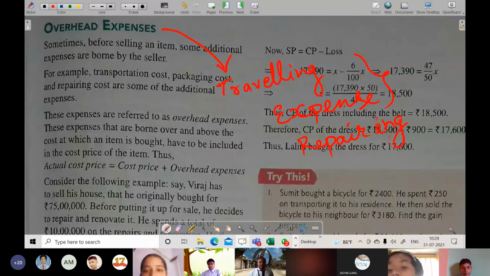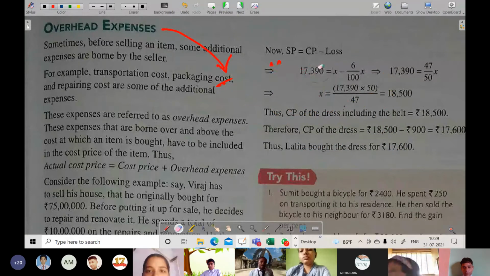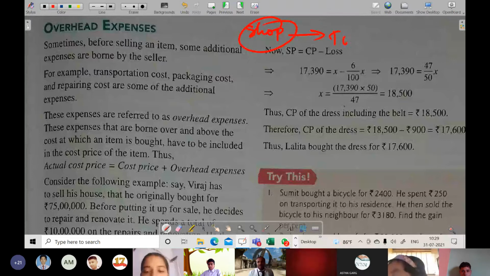Now, I'll say you might have been tackled, or you might have been told by your parents and others also. If you will go in a big shop in Darbhanga, the main town, let's say Tower, they will sell the things generally at MRP or much bigger price.